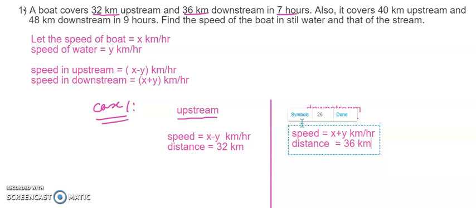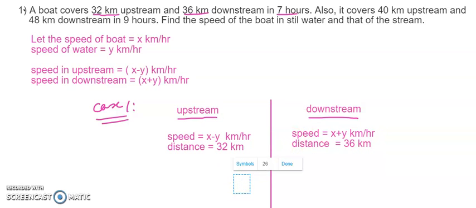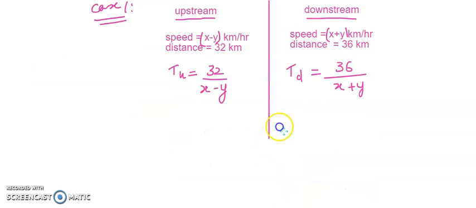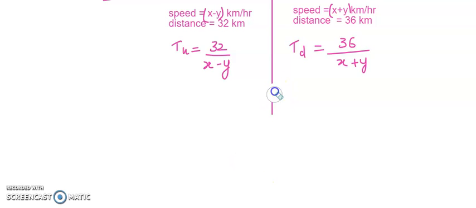Now we know that time is equal to distance upon speed, right? So we are going to put that. Let's represent the time taken in upstream as TU, and that is distance upon speed, so 32 upon x minus y. And downstream as TD, distance is 36 divided by x plus y. Total time in this situation is 7 hours. So total time is equal to the time taken in upstream and the time taken in downstream. So you will add them up.